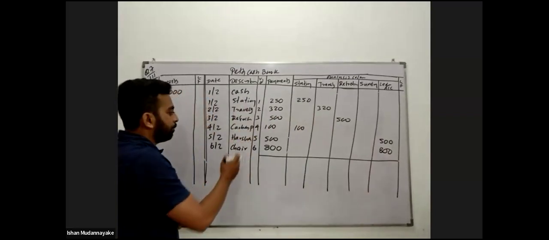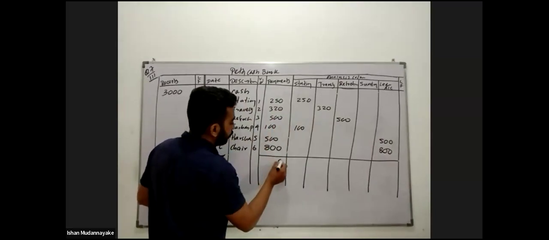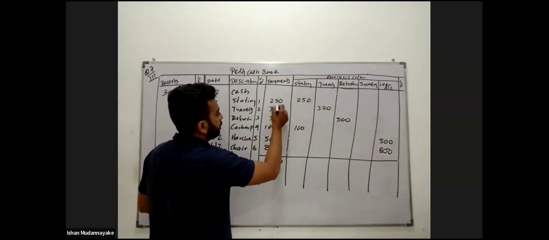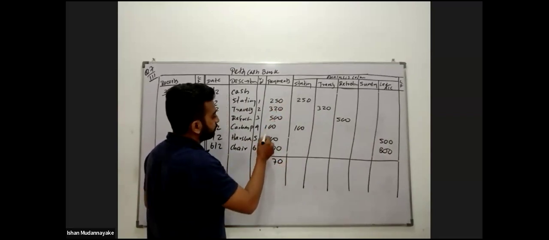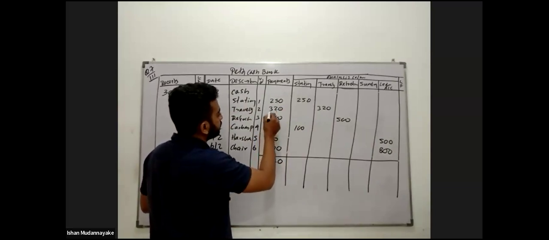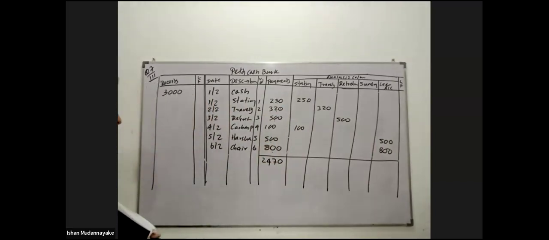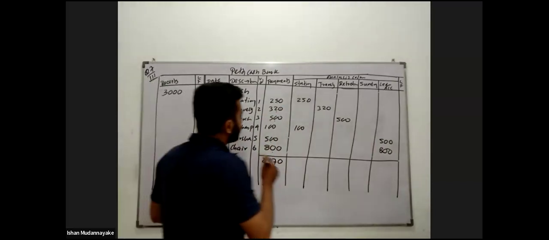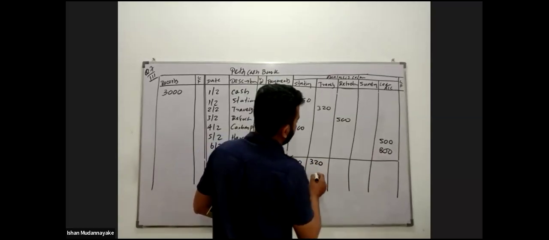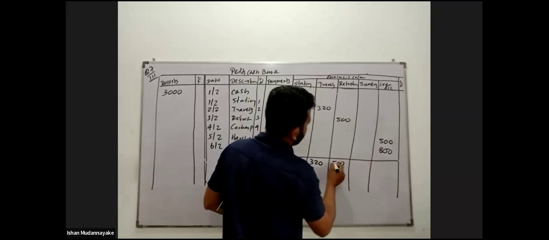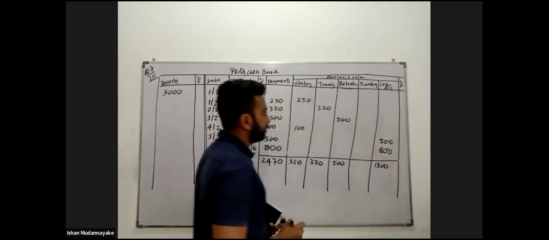Okay, total payments, how much? Stationery 350, traveling 320, refreshment 500, ledger account 1,300.